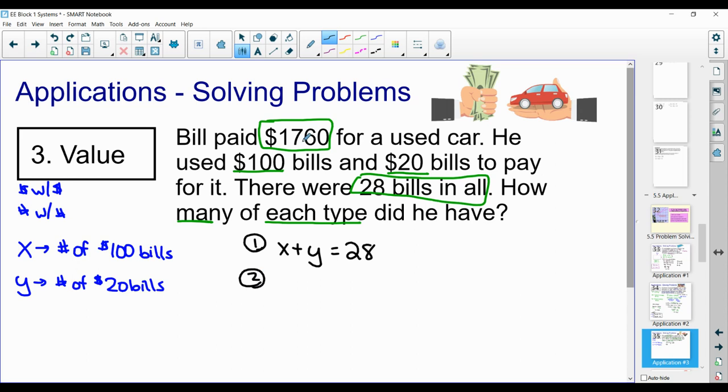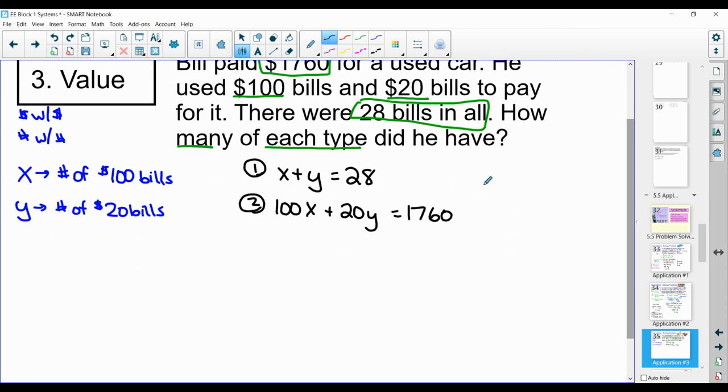And the second step is to combine our values. So we have $100 bills, we don't know how many, and we have $20 bills, we don't know how many, and that's going to total to $1,760. Well, 100 times however many $100 bills I have will tell me the value of the $100 bills, plus 20 times Y. So 20 times however many $20 bills I have tells me the value of the 20s. Well, the value of the hundreds plus the value of the 20s is going to equal $1,760. So there's our two equations.